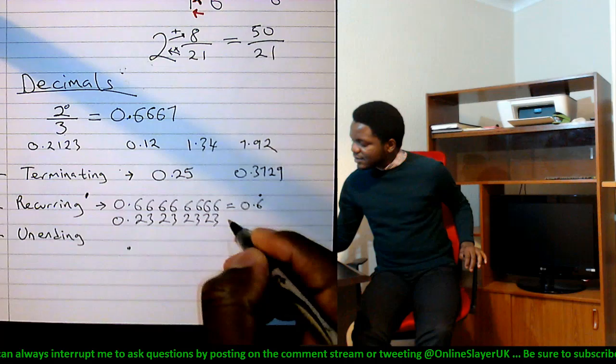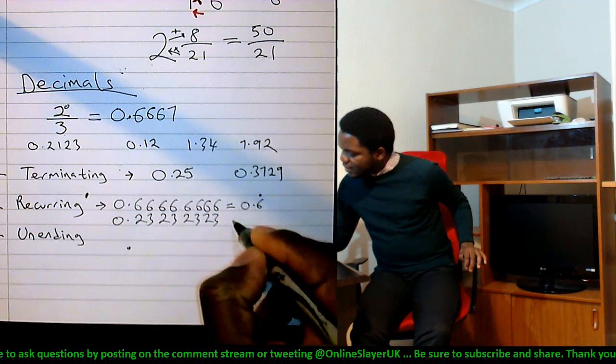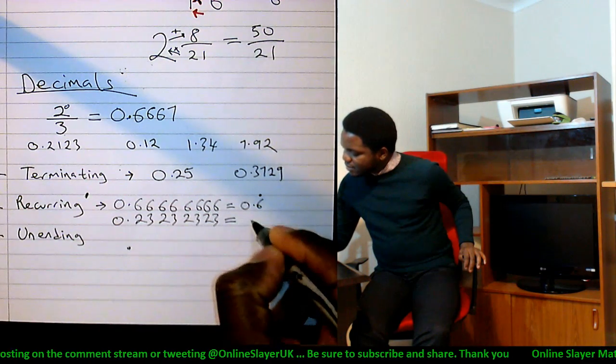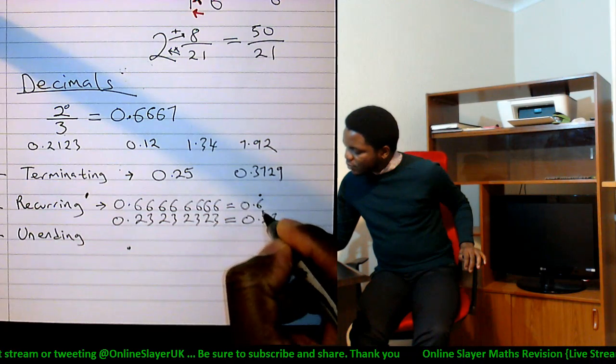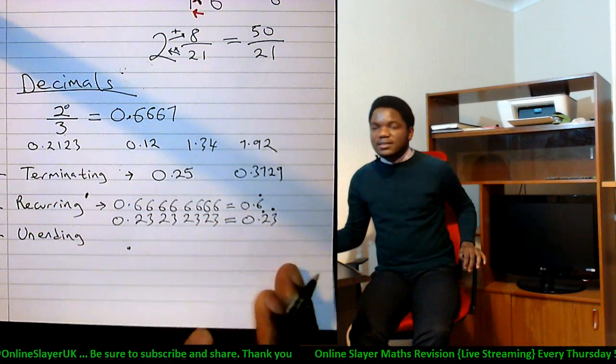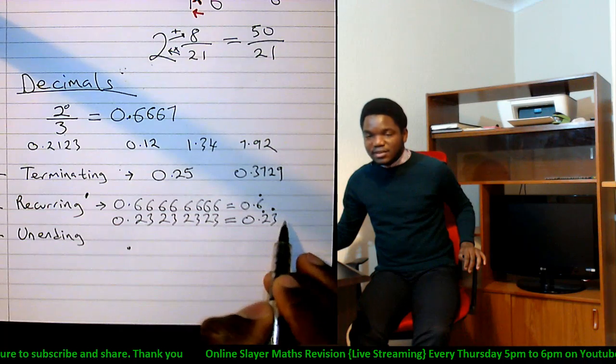0.23232323. Oh my god, this guy should stop. Okay, so we call something like this 0.23 with dots on their head, telling us that these guys are going to keep coming, 2 and 3, 2 and 3, and so on.